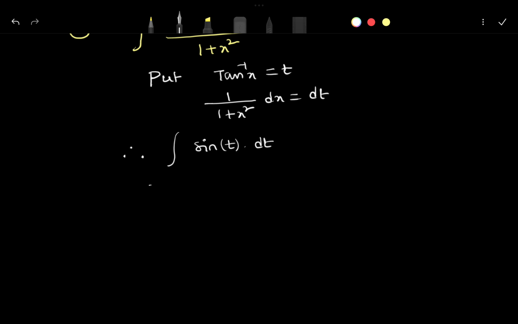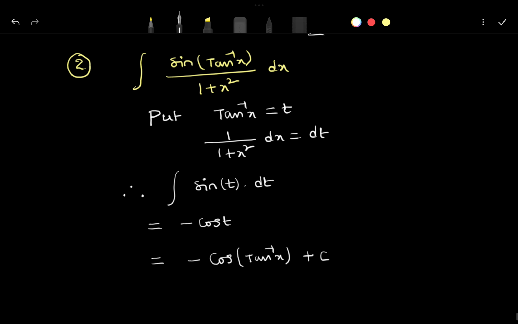You know the integration of sin t equals minus cos t. Integration of sin x will be minus cos x, so integration of sin t will be minus cos t. We can write minus cos of tan inverse of x plus c. What is the meaning of c? Integral constant. Therefore integration of sin of tan inverse x by 1 plus x square into dx will always be equal to minus cos of tan inverse of x.